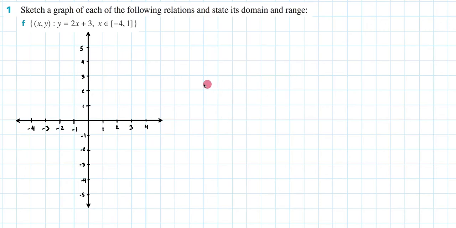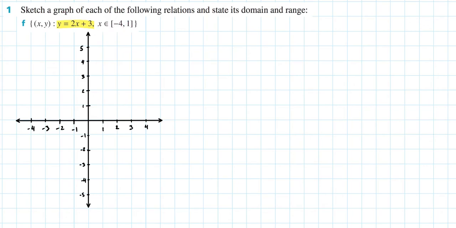Alright, so we're doing exercise 5B, and this is question 1f. Question 1 reads, sketch a graph of each of the following relations and state its domain and range. So here we've been given y equals 2x plus 3, where x is from -4 to 1.